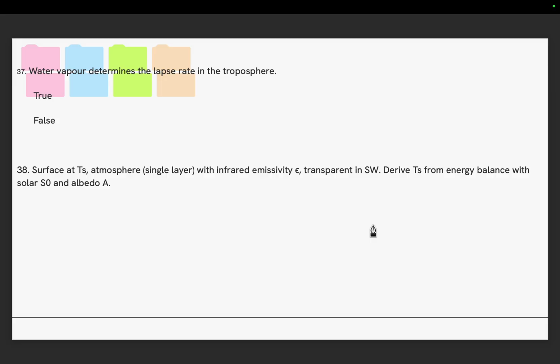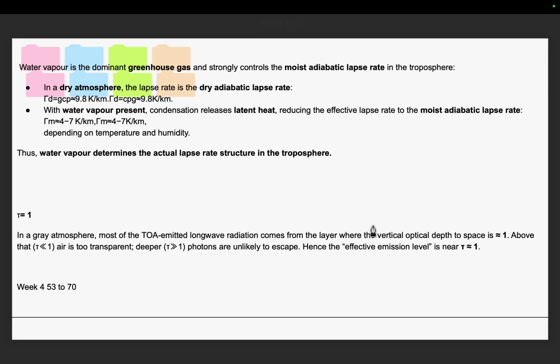This statement is true because water vapor is the dominant greenhouse gas. Yes, water vapor is the dominant greenhouse gas and strongly controls the moist adiabatic lapse rate in the troposphere region. In a dry troposphere, the lapse rate is the dry adiabatic lapse rate, and when water vapor is present, it will release latent heat and reduce the effective lapse rate.